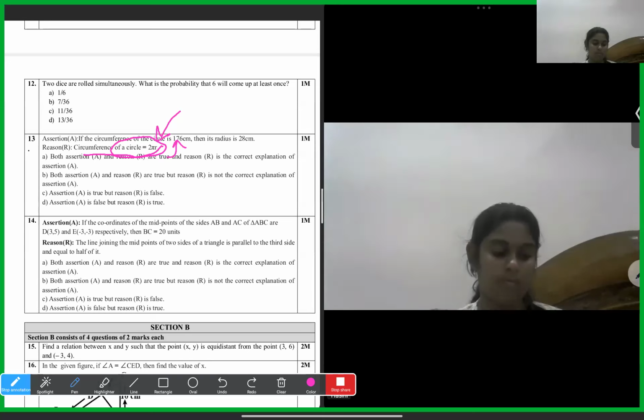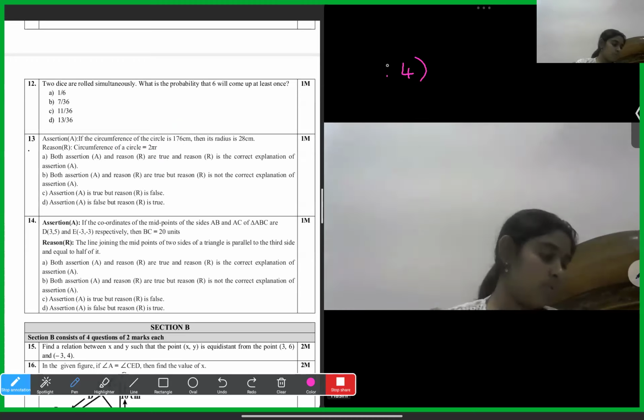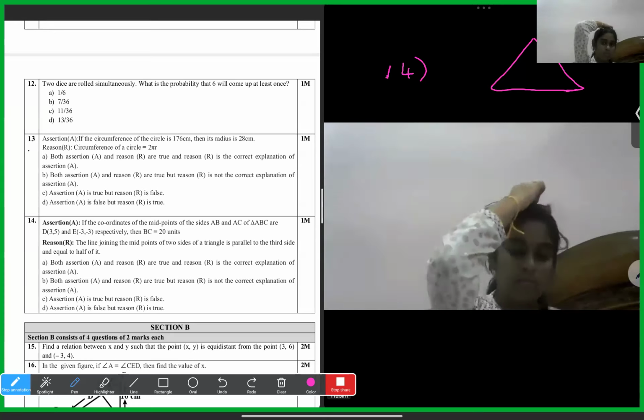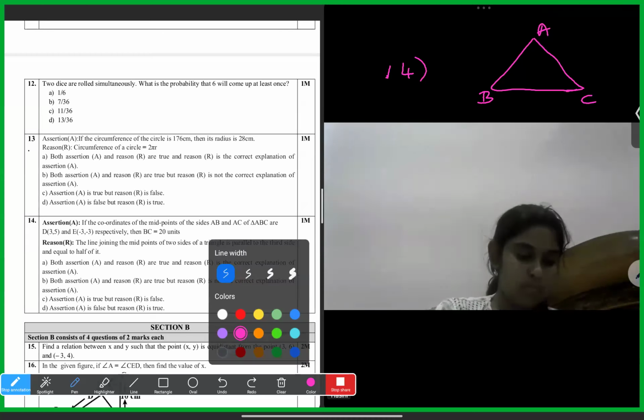So the 14th one. The coordinates of the midpoints of the sides AB and AC of a triangle ABC are these, then BC is equal to 20 units. For these types of questions, you should draw a rough figure. So first, they are talking about the triangle ABC, with A, B, C.